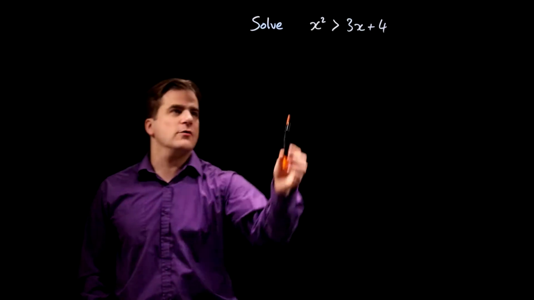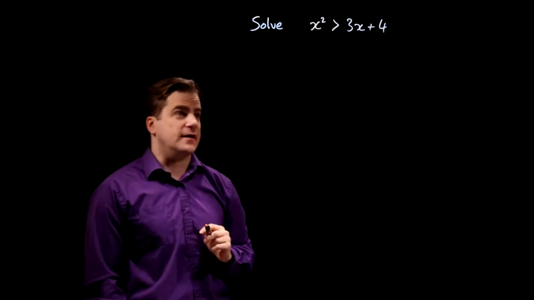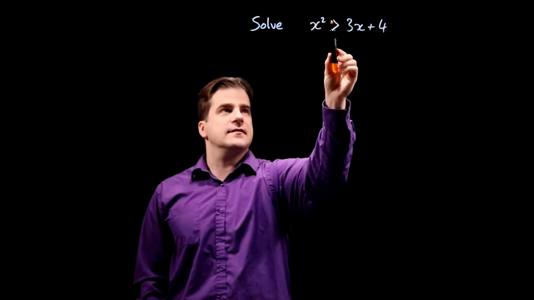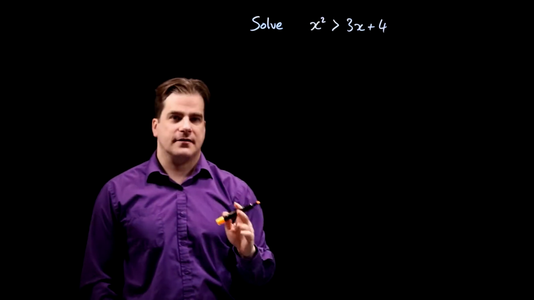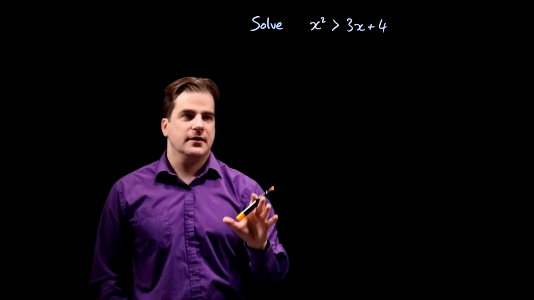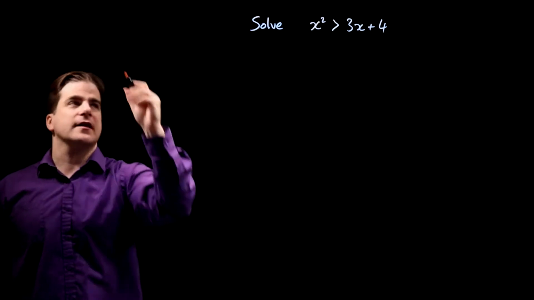Okay, we have to solve x squared is greater than 3x plus 4. How do we do this? Well, you can treat an inequality sign like that as an equal sign most of the time. The only exception is if you have something like this.